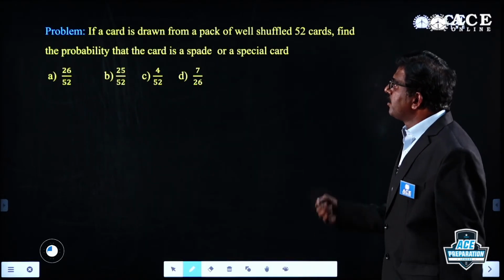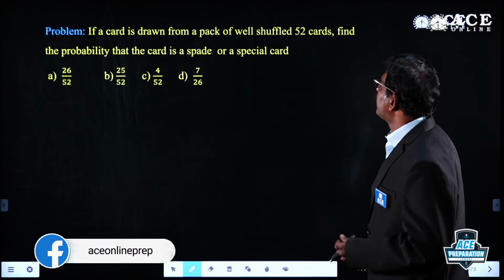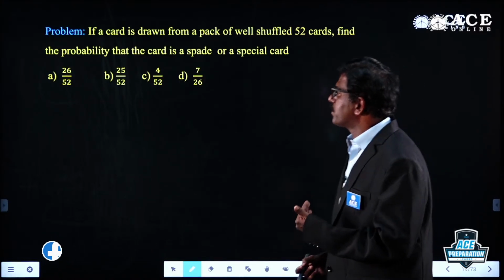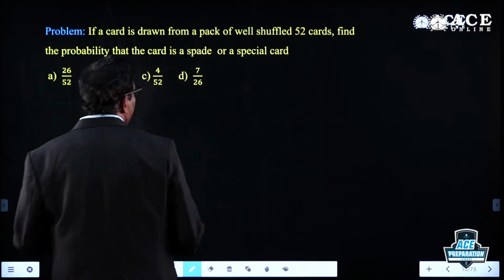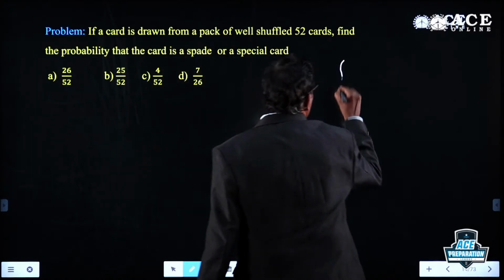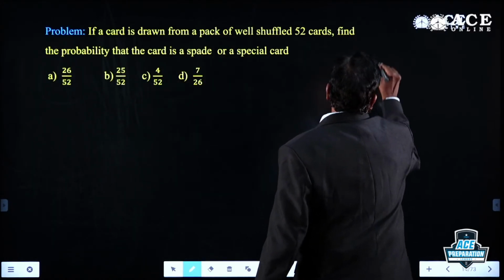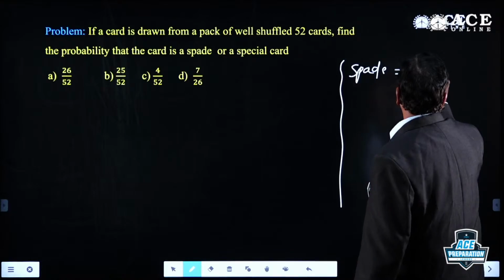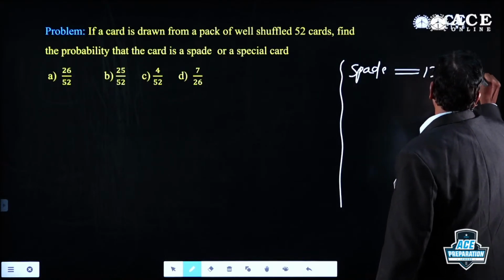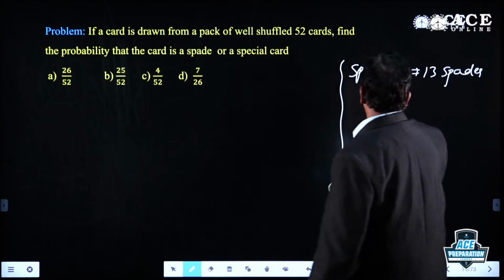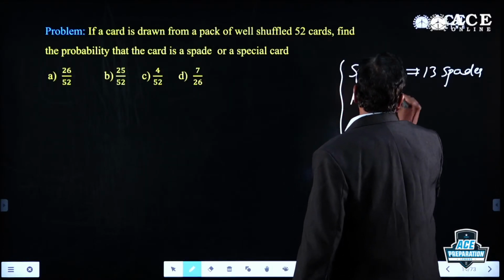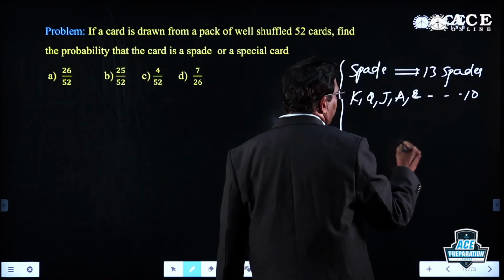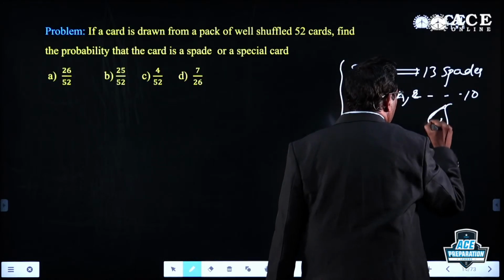Next, if a card is drawn from a pack of well shuffled 52 cards, find the probability that the card is a spade or a special card. Either a spade or a special card. You know the spade. A spade is a black colored card. How many spades are there? 13 spades, you know. In spades there are king, queen, jack, ace, and 2 to 10. A spade has a shape like this, you know already.